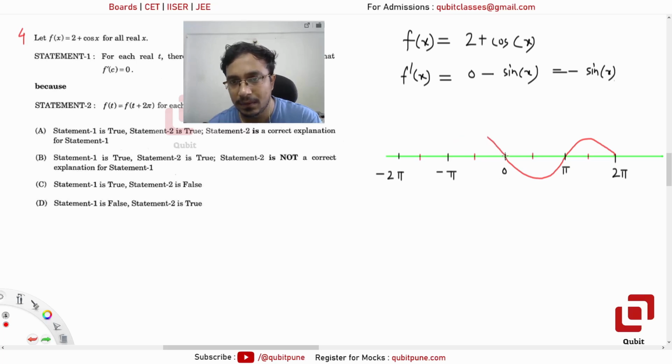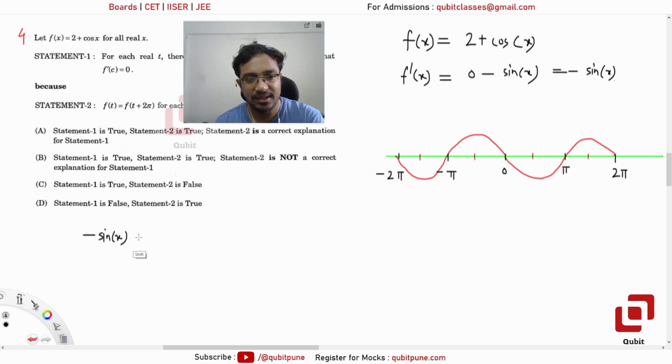Let me know if that is clear. Okay, so we can say that minus sin x is equal to 0 at x equal to n pi, where n belongs to the integers.